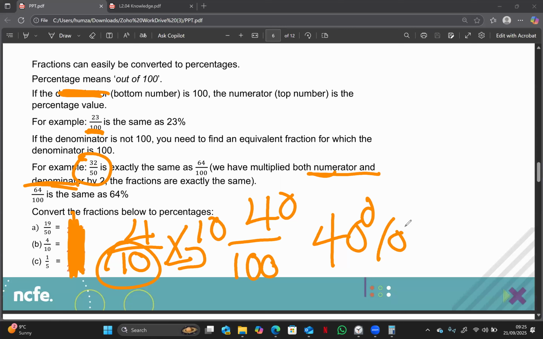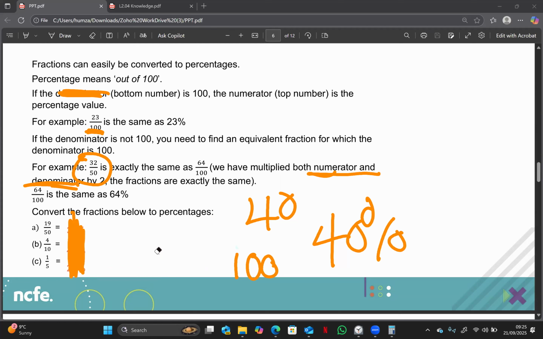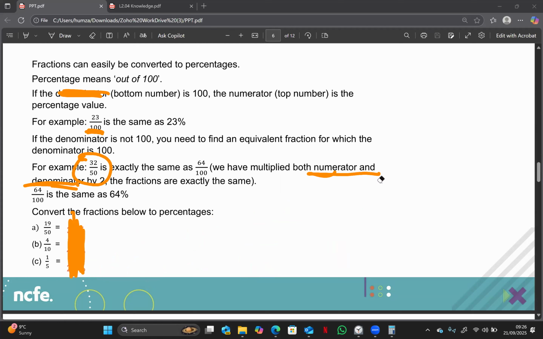Do you guys understand that? Okay, so now do the last one for me. Same thing what I said to you. Don't confuse it. Just do the same thing. So it's 1/5, right? What do we need to do to this? What did I just say? This bottom number, what do we need to make it into?